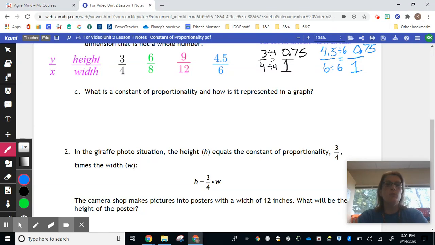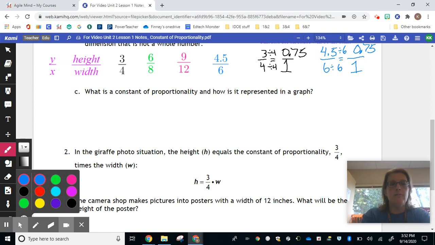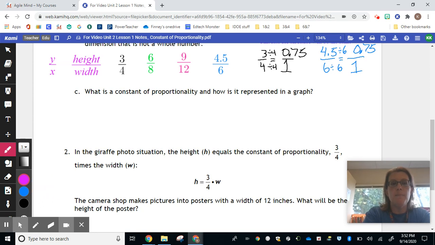This is Unit 2, Lesson 1, Example 1C. What is a constant of proportionality and how is it represented in a graph? So constant of proportionality is a very big part of this unit. We're also going to talk about how it's called the direct variation.